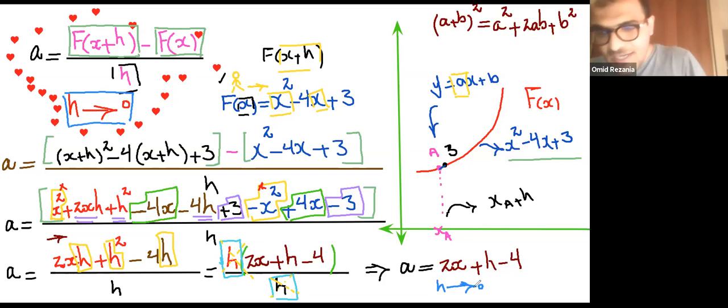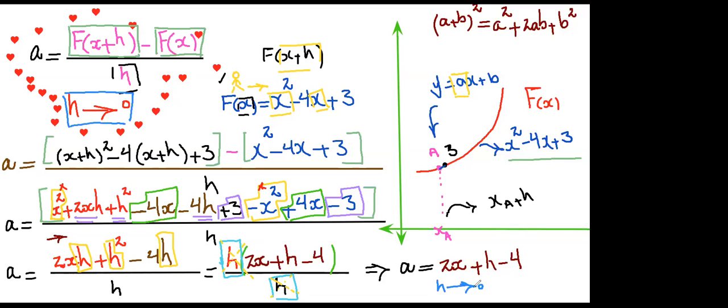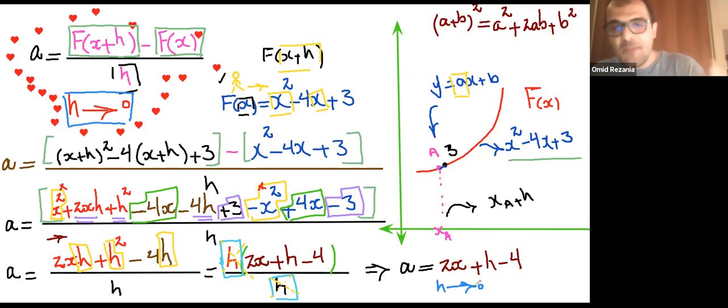Means h is going to be something very small, very negligible. For example, you have $1 million and someone gives you a penny. A penny compared to $1 million, it's almost nothing, correct? That's what it means.